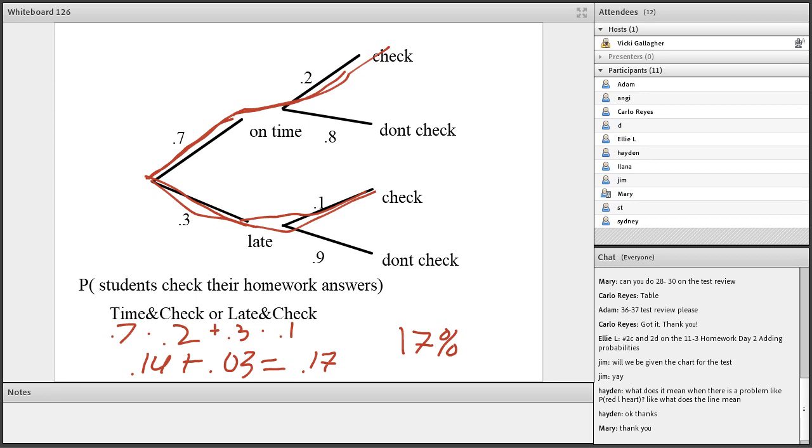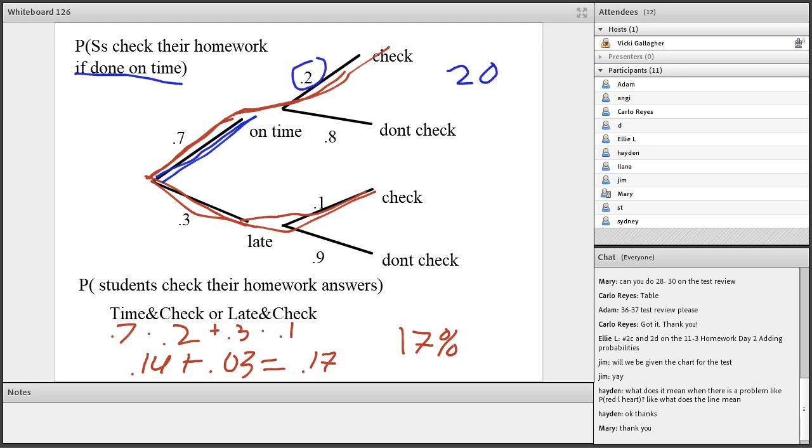All right, now number 37 is very differently written and a completely different way of doing the problem. The probability that students check their homework, if done on time. So this one is kind of like those given problems that we were doing earlier today. If done on time means they definitely did their homework on time. So no doubt about it, this part definitely happened. And so it wants to know just the probability that they check their homework. So this one is just straight up, you're just going to take that 0.20. And so the answer to that one is just 20%.